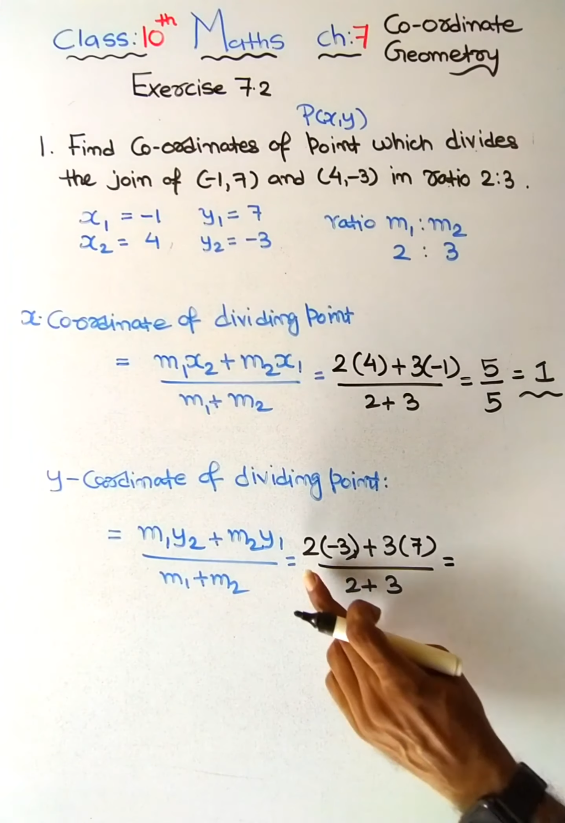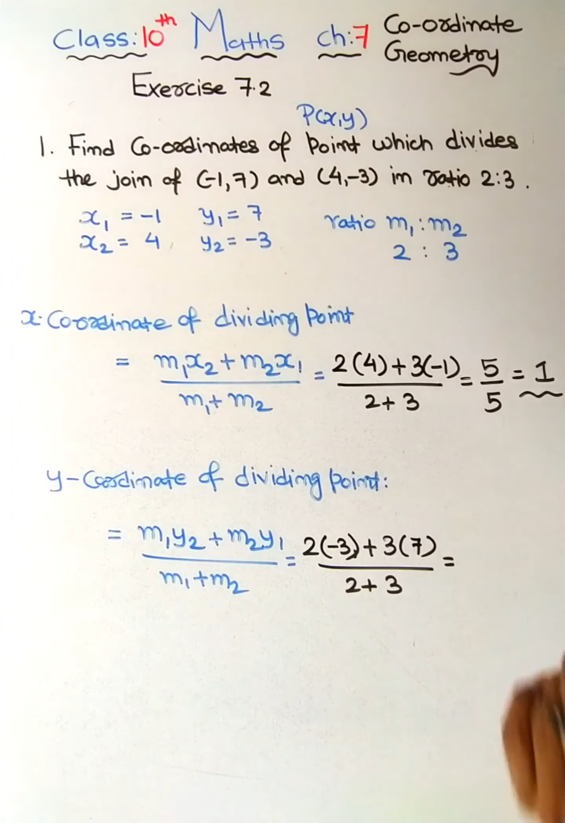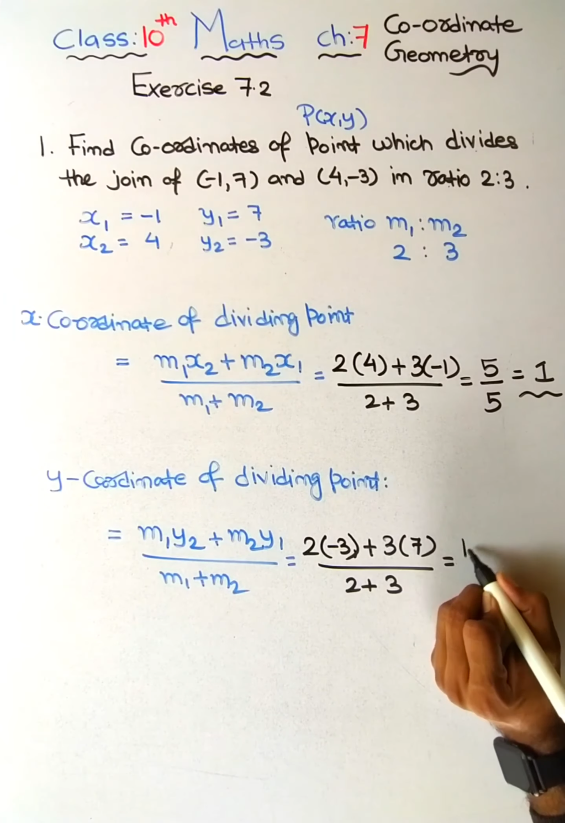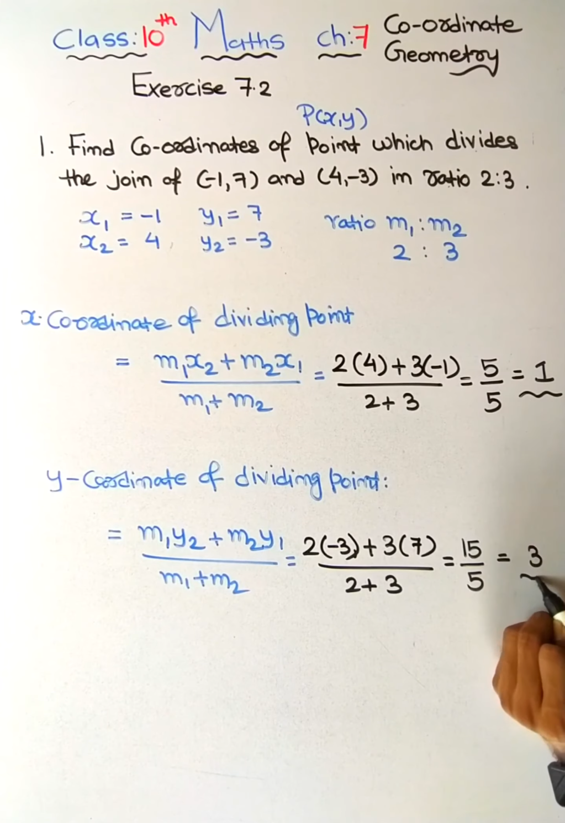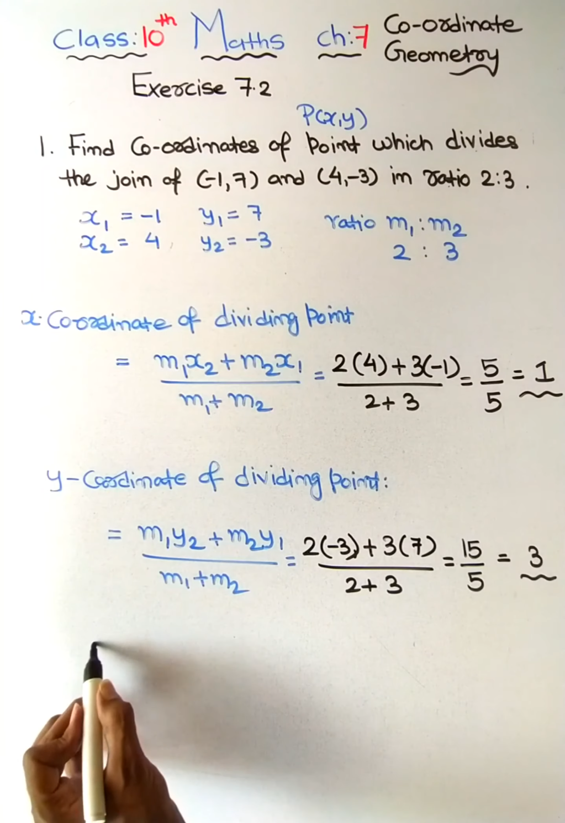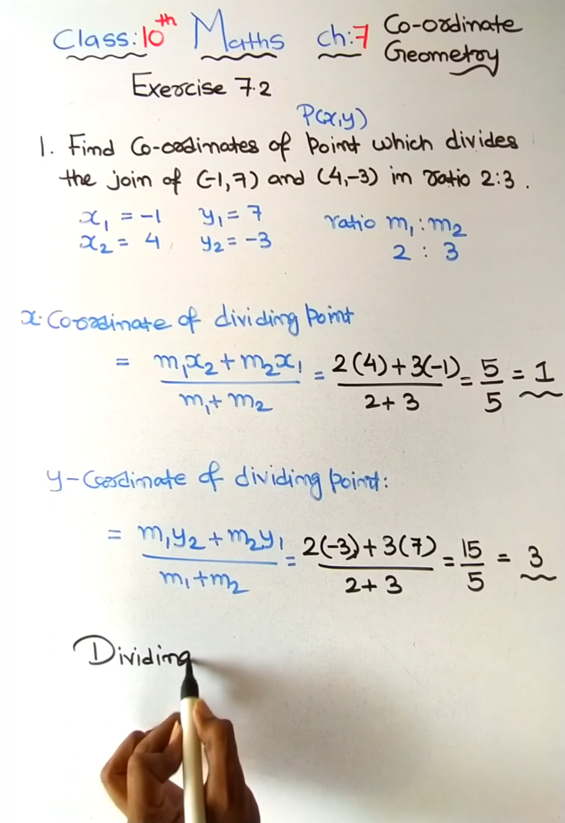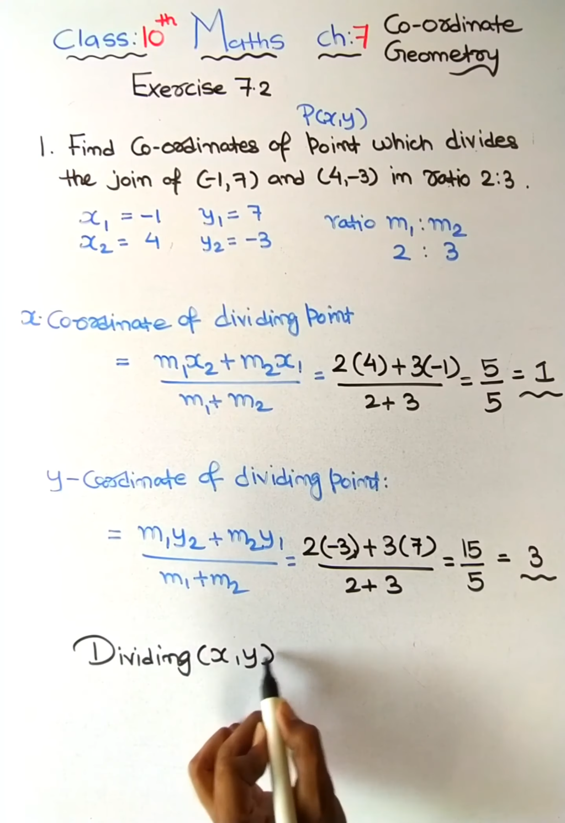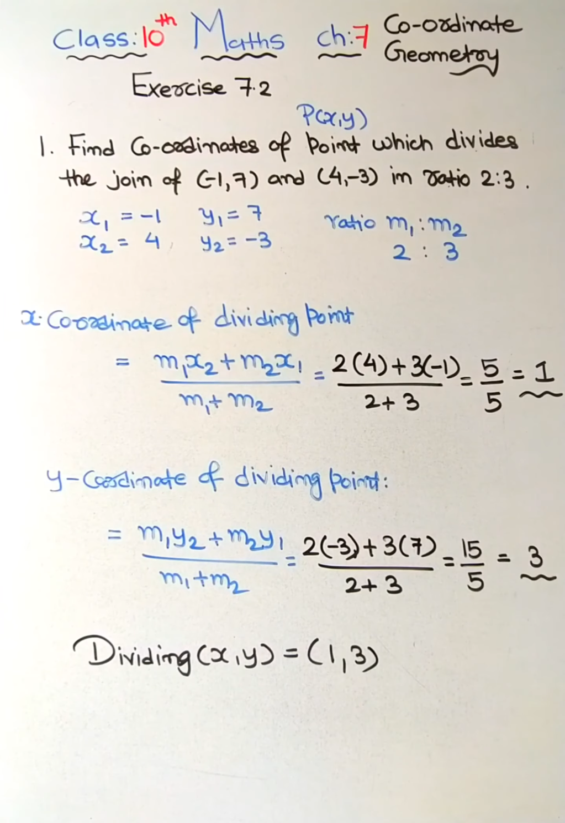Now you solve this. 2 3s are minus 6 and 7 3s are 21. So 21 minus 6 will be how much? 15 upon 2 plus 3 is 5. So over here it is 3. So we got the y coordinate. So the coordinate of the dividing point, xy, is 1, 3. So this is your answer.